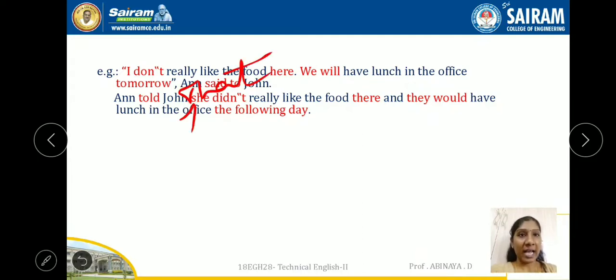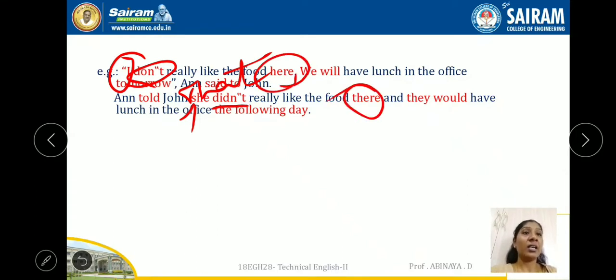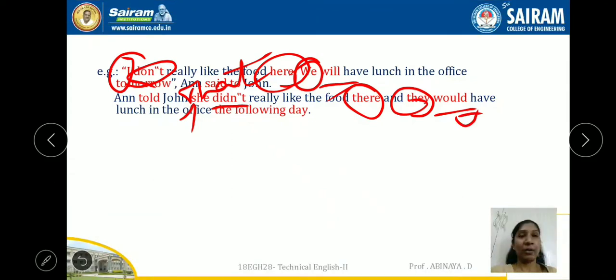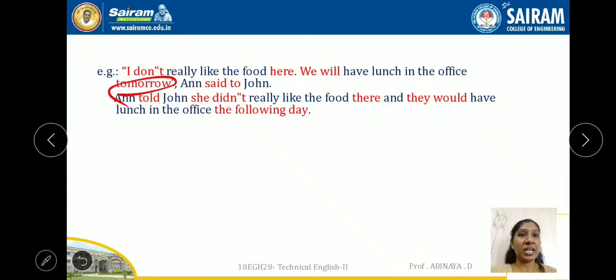'She', this 'I' has to change as 'she', the first person pronoun has to change as third person 'she'. This 'don't', present tense, has to change as past tense: 'didn't really like the food'. This 'here' has to change as 'there', and 'we', first person plural, has to change as third person 'they'. This 'will', present tense, has to change as 'would have lunch in the office'. 'Will have' should not change as 'would had'. If 'would' comes, the next will obviously be 'have' only; there won't be any word like 'would had'. So 'will have' has to change as 'would have lunch in the office'. This 'tomorrow' has changed as 'the following day'.